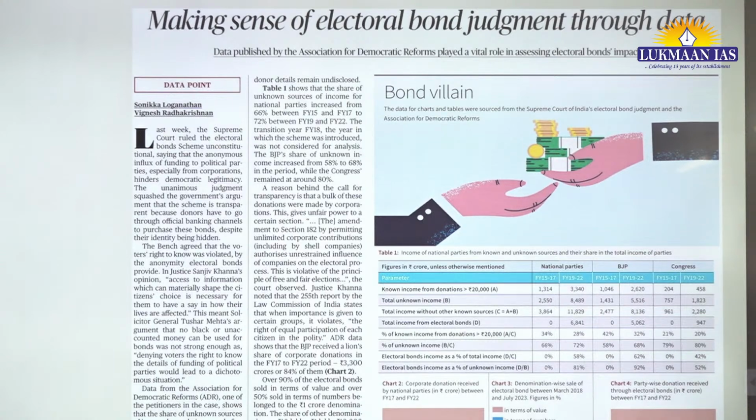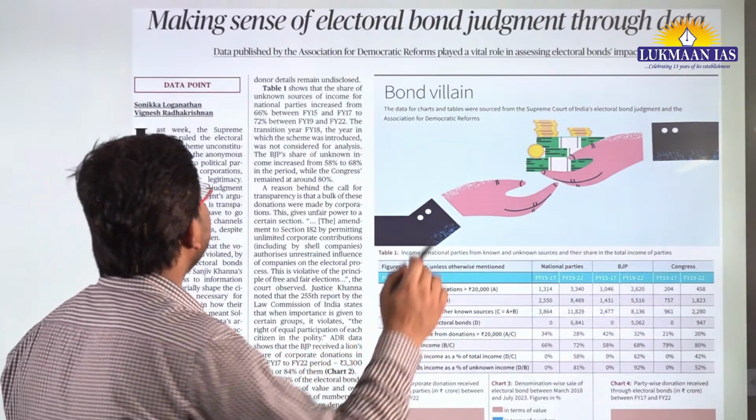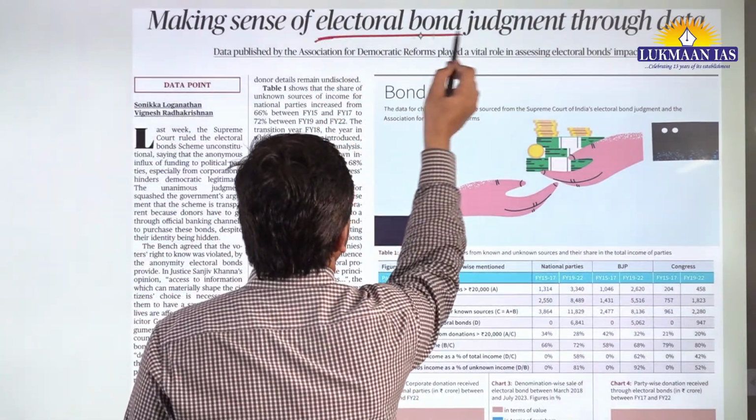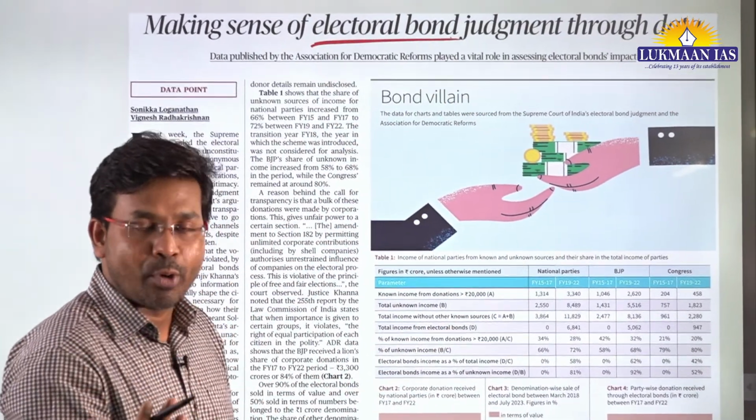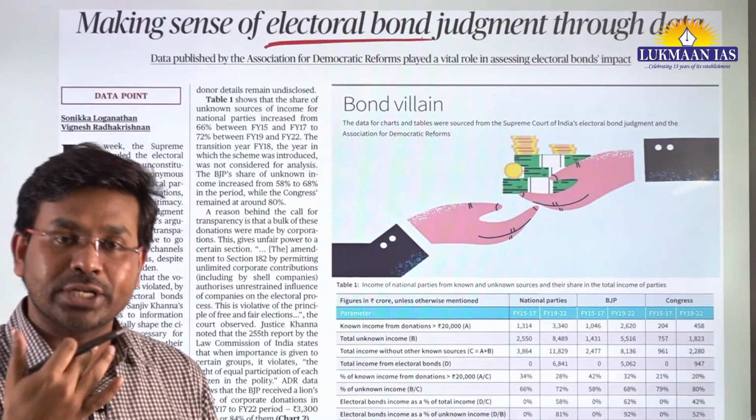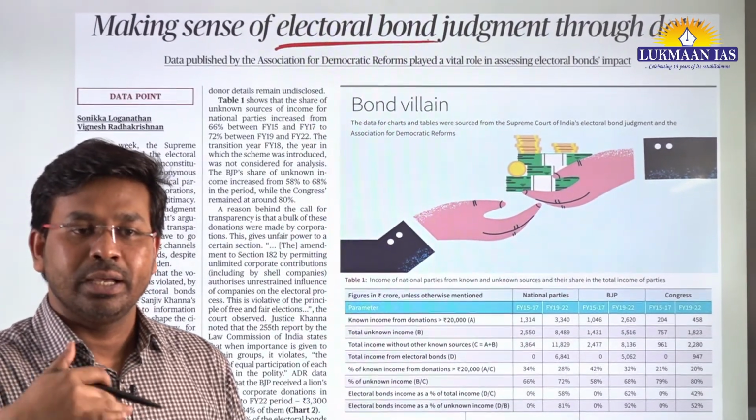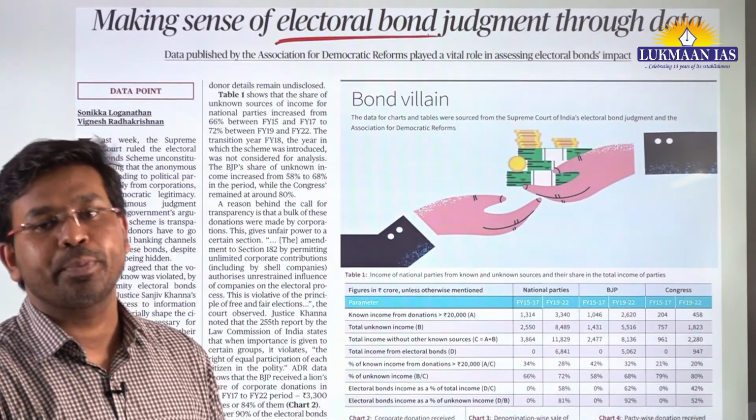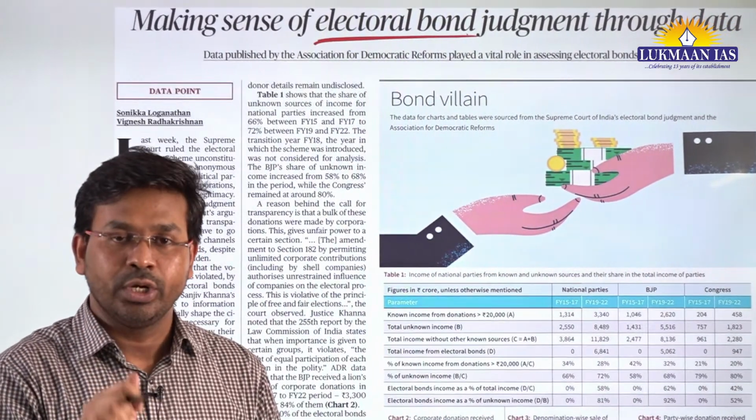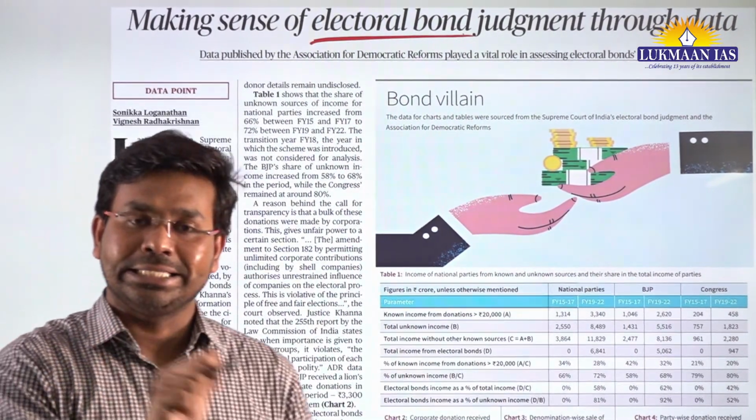So this is another article. It says, making sense of the electoral bond judgment through data. Let us quickly understand the electoral bond judgment. So what were electoral bonds? Electoral bonds were financial instruments through which Indian citizens and corporations in India could donate money to political parties.